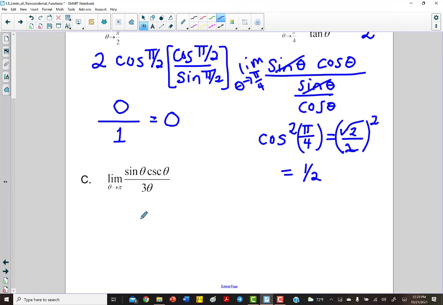And then part C, we have the sine of theta over 3 theta and multiplied by cosecant. Well, we know sine times cosecant is just 1, so our limit as theta approaches pi is 1 over 3 theta, and the limit would be 1 divided by 3 pi once we substitute pi in for theta. So direct substitution.